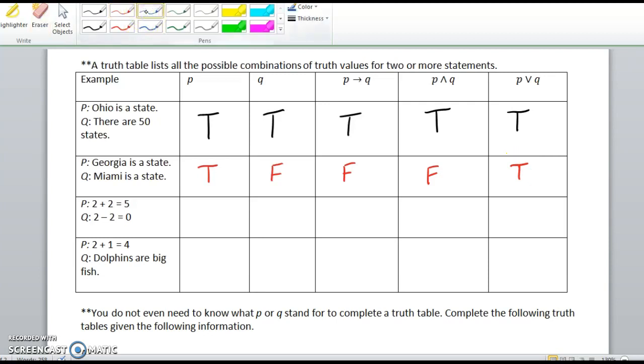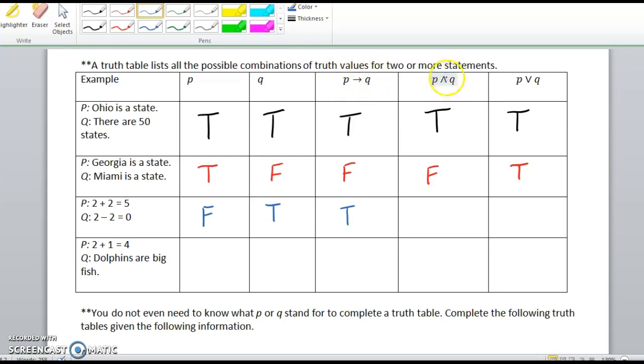So now moving to my third one, I have 2 plus 2 equals 5 and 2 minus 2 equals 0. So P is false because we know 2 plus 2 is 4. And I know Q is true because 2 minus 2 is 0. So now I have false implies true, and in this case that is always true. If you have a false hypothesis, then your conclusion is always true.